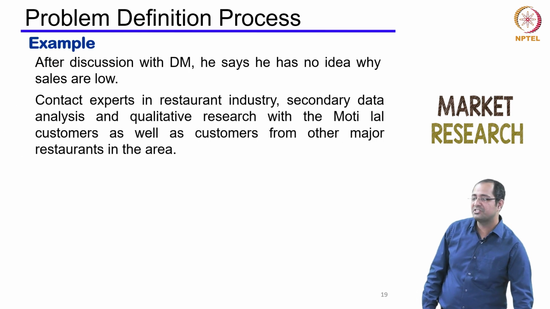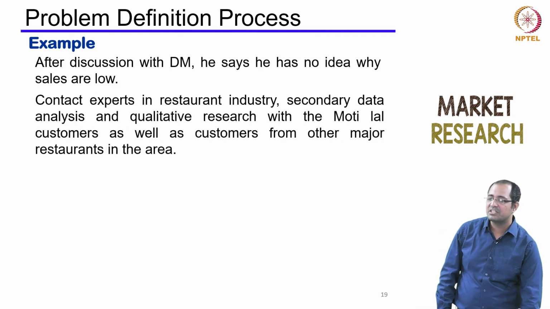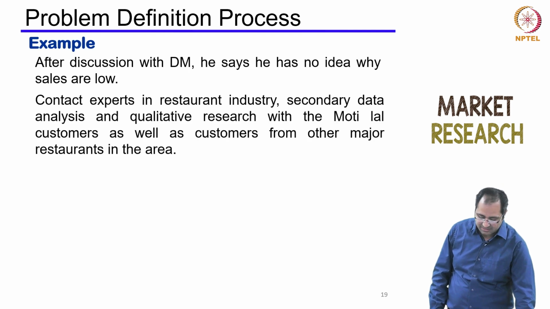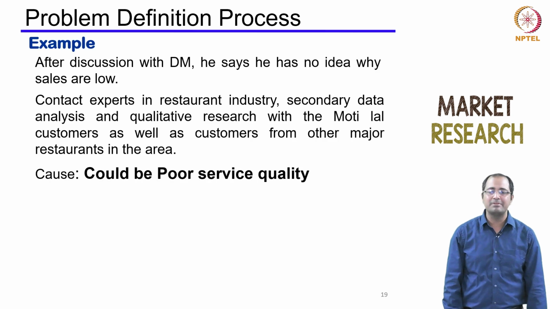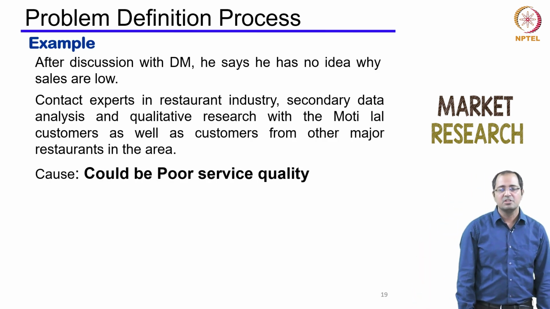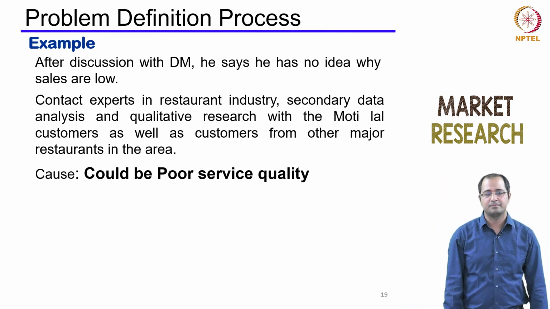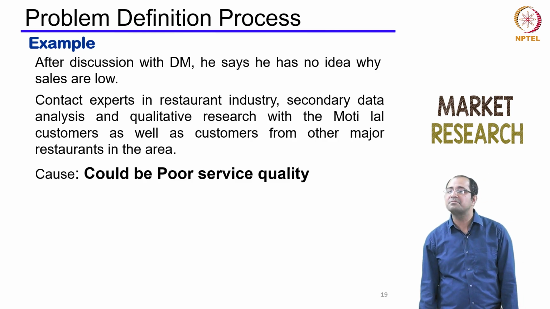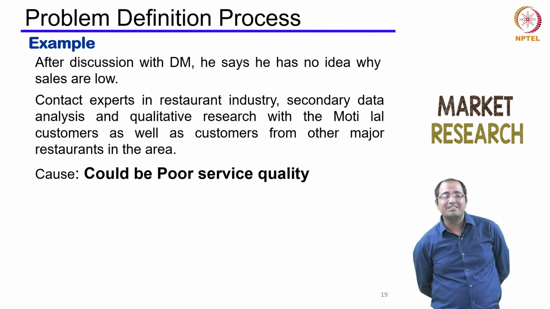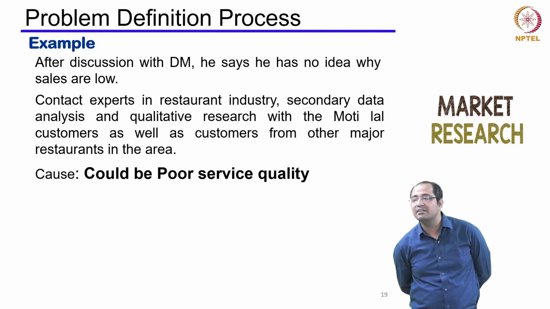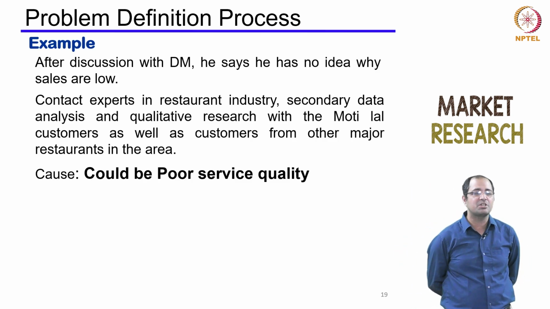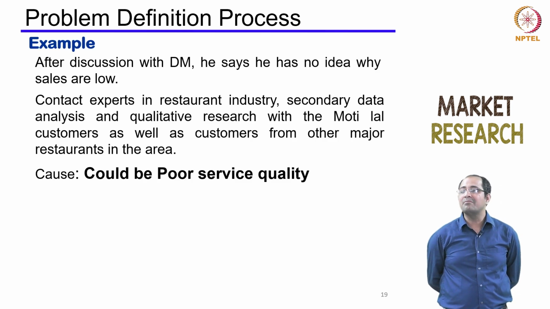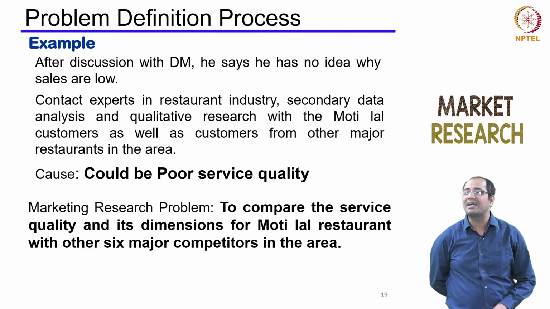After discussion with the decision maker, who says he doesn't have much idea, experts and everybody were consulted, and it was identified that it could be poor service quality. So the probable cause in this case is poor service quality. Now the marketing research problem has to be defined based upon, and focused on, this probable cause in such a way that the problem allows us to confirm it and solve it. This is one of the ways to write the marketing research problem.